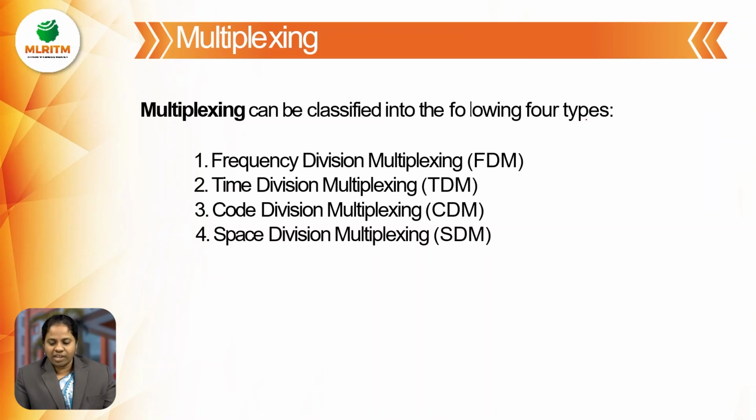Multiplexing can be classified into four types: FDM, TDM, CDM, SDM. That is, frequency division multiplexing, time division multiplexing, code division multiplexing, and space division multiplexing. Now let us see each of these multiplexing types in detail.